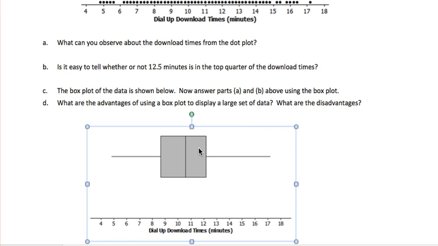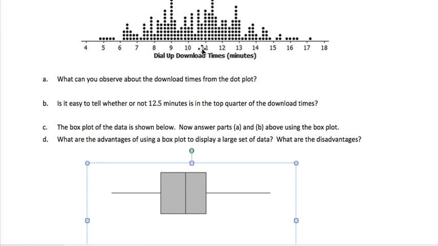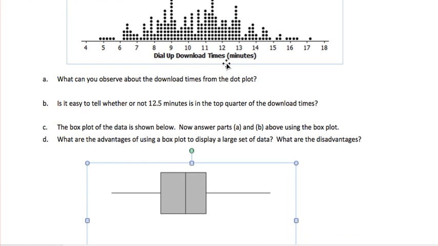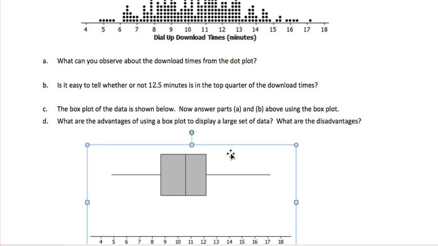The disadvantages are that we lose the individual data points, which we can see in a dot plot, each individual data plot, where we cannot see it in the box plot.